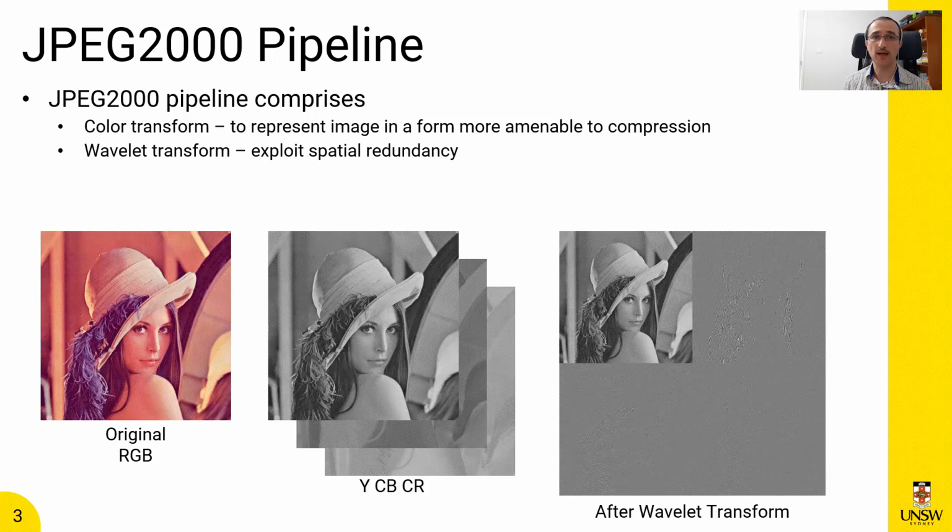The JPEG 2000 pipeline includes a color transform that puts the image in a form more suitable for compression from the human visual system's point of view. At the bottom, we can see the original image on the left and its color transformed version in the center. Then we have a wavelet transform. The wavelet transform exploits spatial redundancy. On the bottom right, we can see the image after one level of wavelet decomposition. We can see that the wavelet decomposition produces a sparse representation that is easier to code, since most of the coefficients are close to 0.